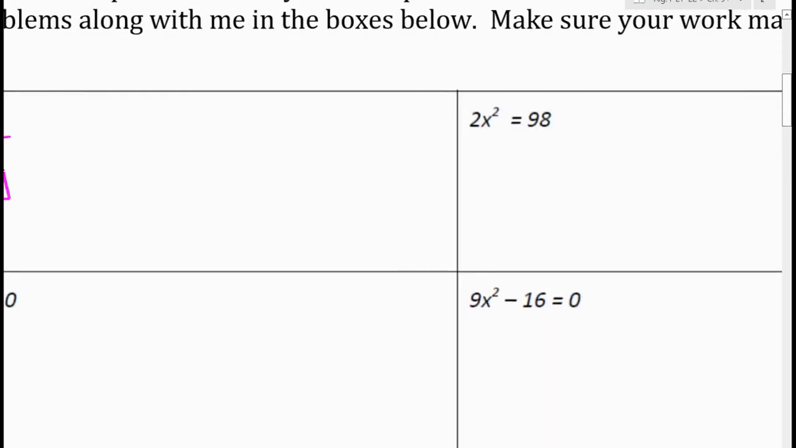Okay, so over here, we're going to divide both sides by 2 first, which gets us there. Is it possible? Of course. X will either be the positive or negative principal square root of 49, so it's either 7 or negative 7.